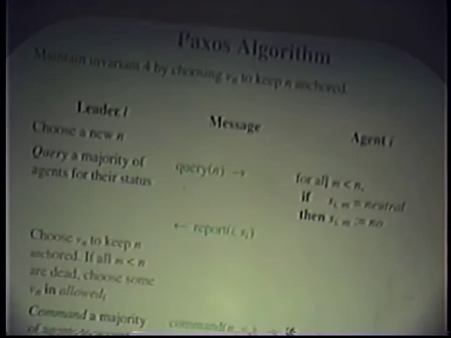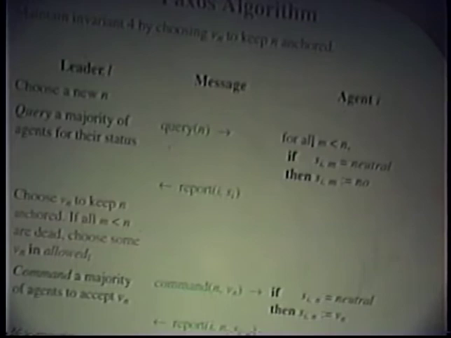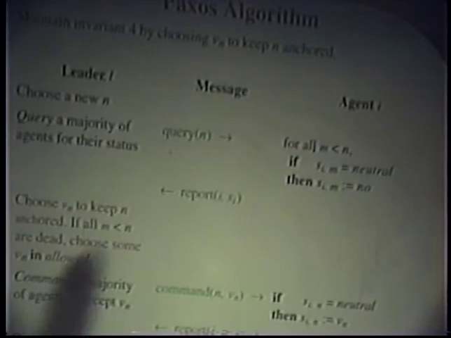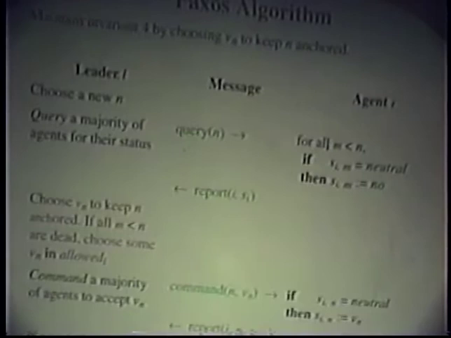When the agents get one of these queries, they don't just give back their state. Instead, they look back at all the rounds before round n, and any place where the state is still neutral, the agent sets its state to null. Why should it do that? Because the leader needs to know enough about the agent's states that it can stay anchored. And that means it's got to be able to look back and see that previous rounds are either dead or find values for them. Well, the agent certainly can't pony up values like magic when it's queried, but it can set its previous states to null.